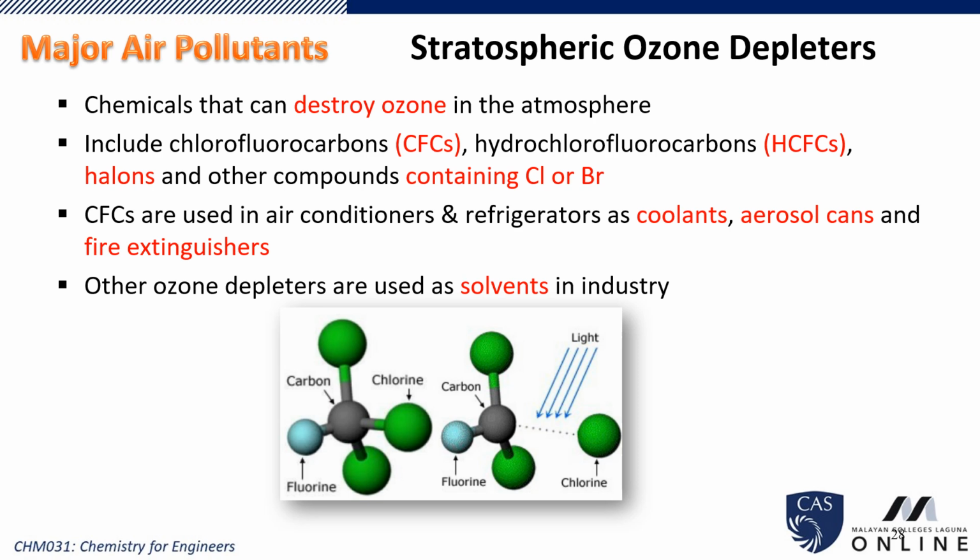We also have stratospheric ozone depleters. These are chemicals that can destroy ozone in the atmosphere. These chemicals include chlorofluorocarbons, hydrofluorocarbons, and other compounds containing chlorine or bromine. CFCs are used in air conditioners and refrigerators as coolants, in aerosol cans, and in fire extinguishers. Other ozone depleters are used as solvents in industry.